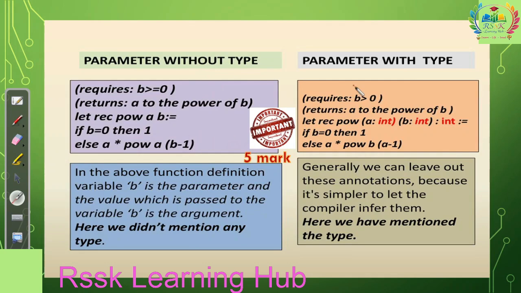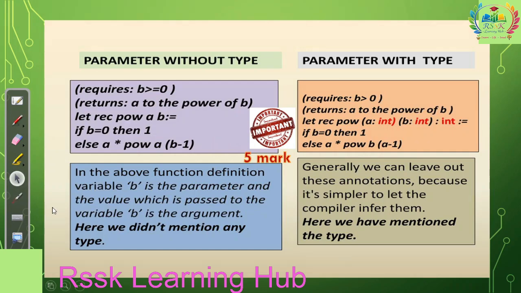The same example here we return. For parameter A and B, we are specifying integer as the data type. So the output also, the return type of integer, we have to specify. Here we have mentioned the type for your power function as int. Okay, it will be asked in your 5 mark. You have to write like this.